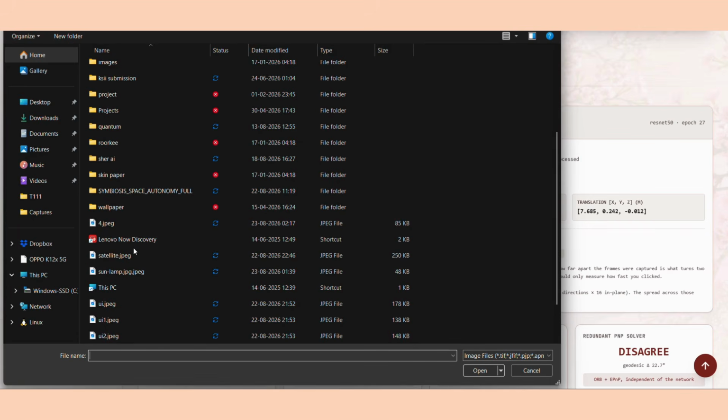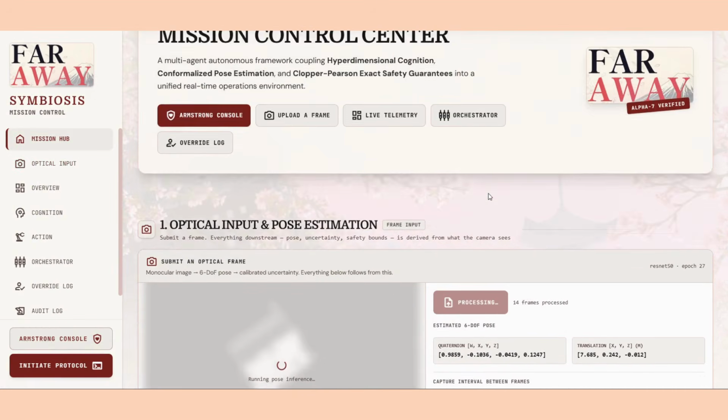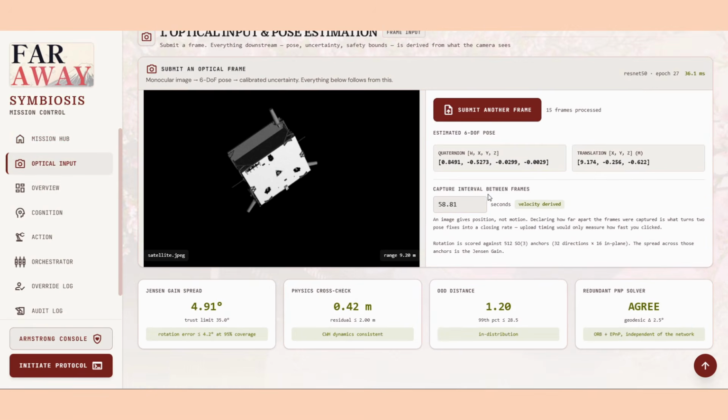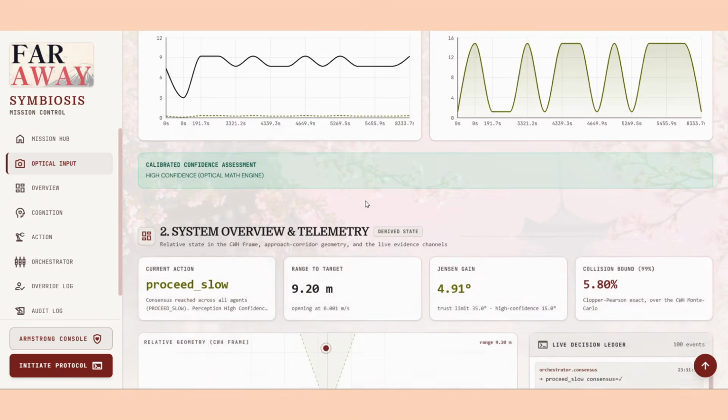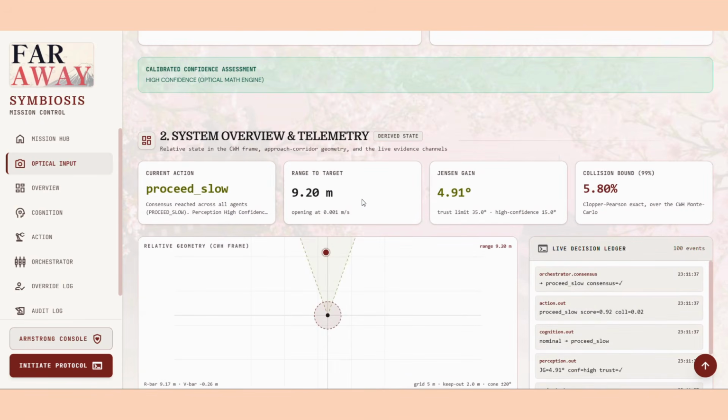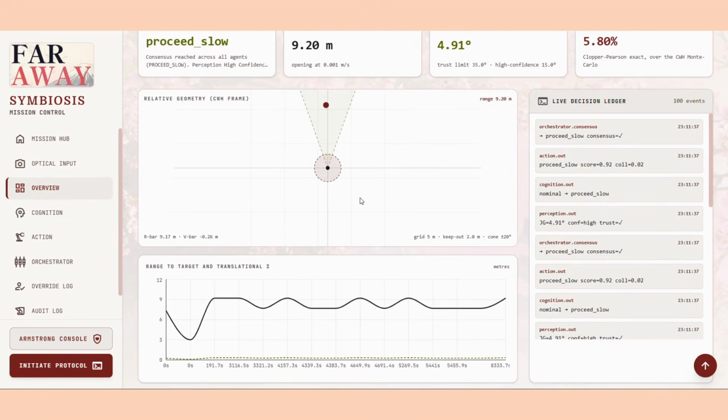Over here, I have added an image of a spacecraft, and immediately the Jensen gain is calculated. The Jensen gain measures how much sunlight is present on the spacecraft. A higher Jensen gain indicates it is difficult to dock. We even check whether this image is valid, and whether this image is debris or not, via OOD error. Moving on, these are the graphs formed by this image, and we check the system overview and telemetry. As the Jensen gain is very low, this means the image is clearly visible and it is very easy and suitable to dock right now.